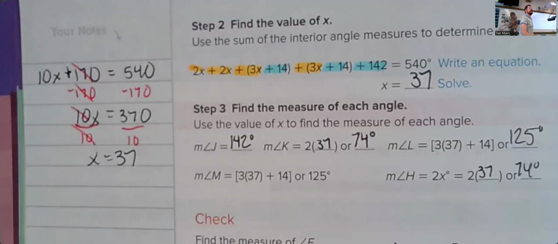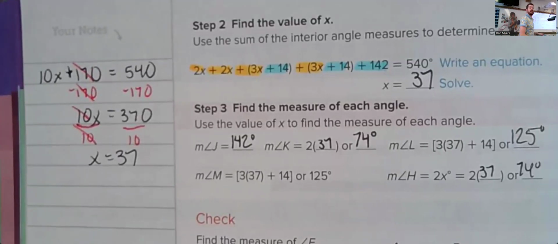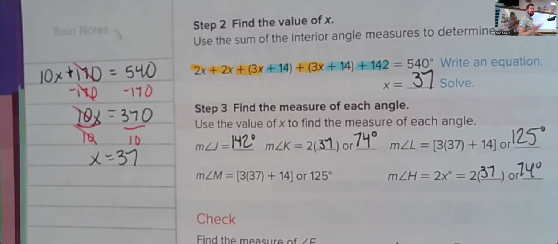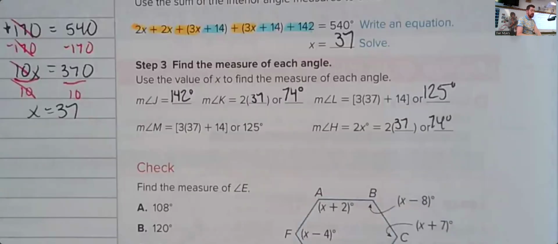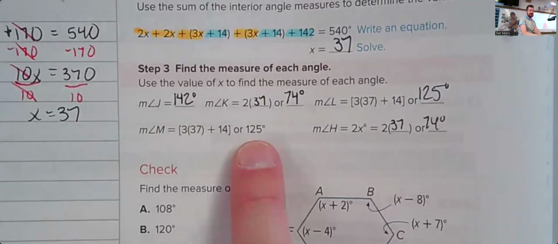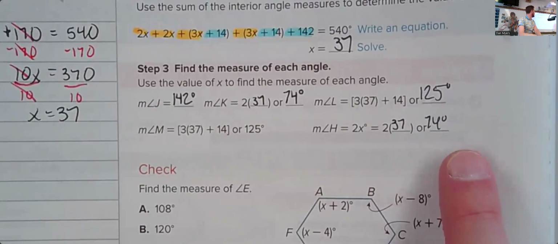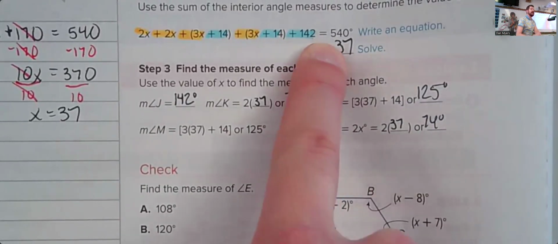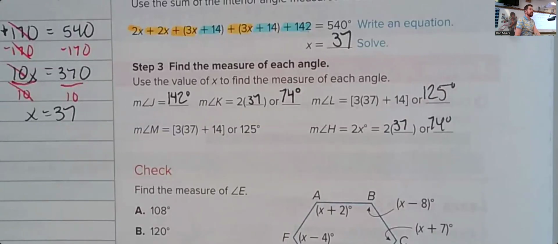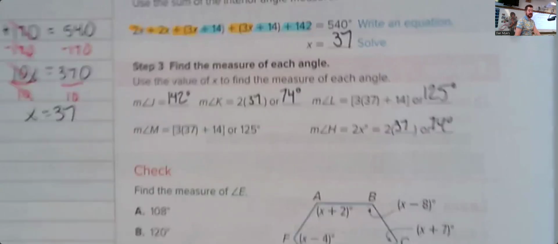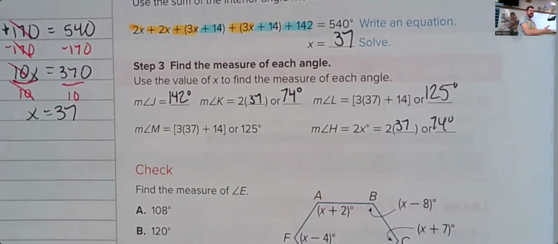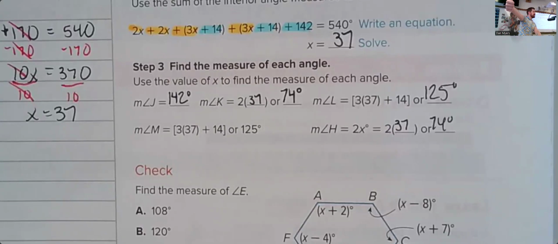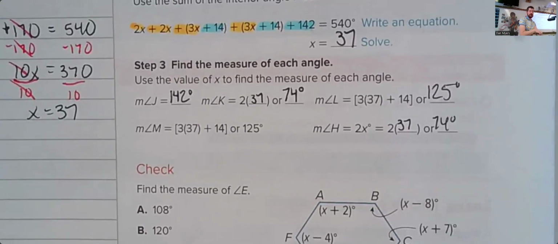Any thoughts? There you go. If you add all 5 angles together, 142, 74, 125, 125, 74. If you add those 5 together, they need to add up to 540 because we're talking about a pentagon. Every pentagon has 540 degrees. So there's a really easy way to check to make sure you've done it correctly. And that's just to add up all the angle measurements and make sure they add up to the number of degrees inside that particular polygon. I'm getting a thumbs up from Brianna because it works, 540.